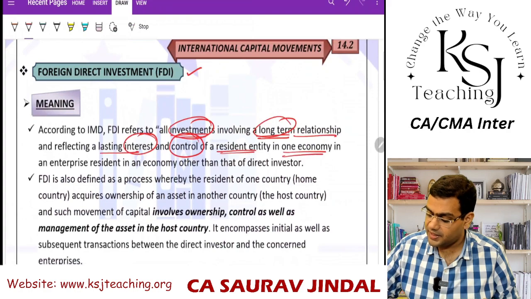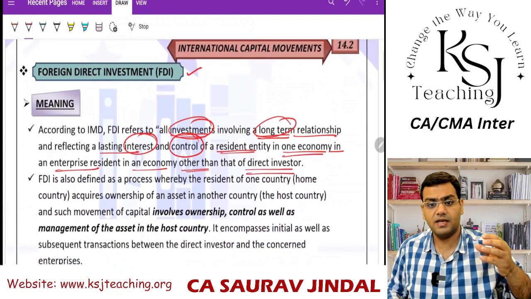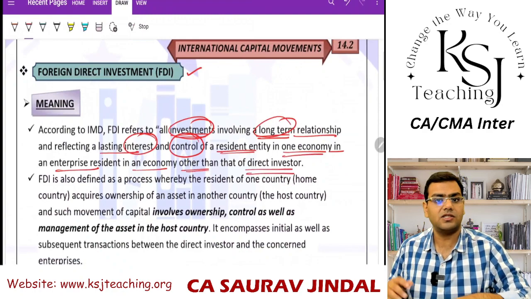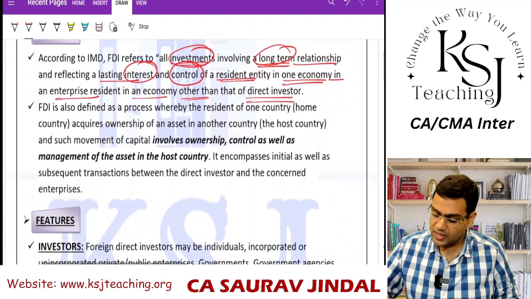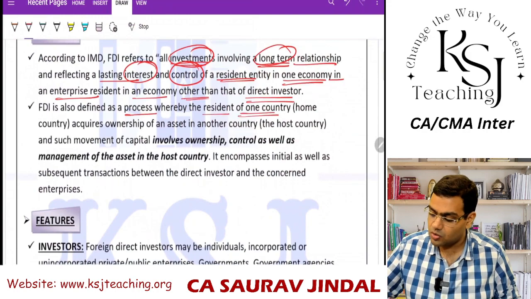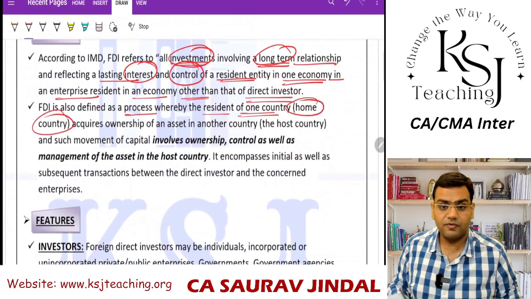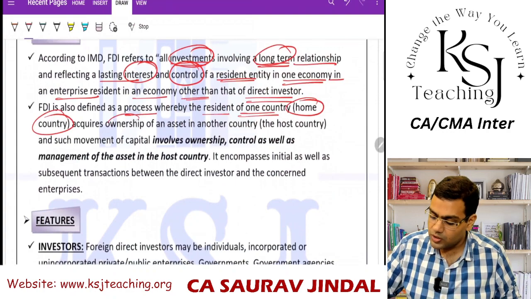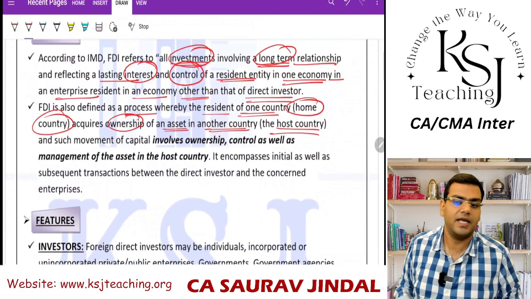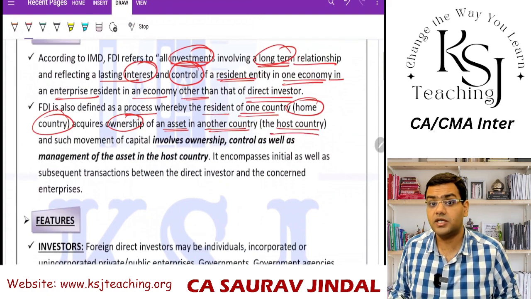...of a resident entity in one economy, in an enterprise resident in an economy other than that of the direct investor. So if he is investing in USA only, then that is not an FDI. He has to invest in some other economy. So FDI is also defined as a process whereby the resident of one country, that is the home country, so for Mr. X, USA is the home country, acquires the ownership of an asset in another country, that is the host country.